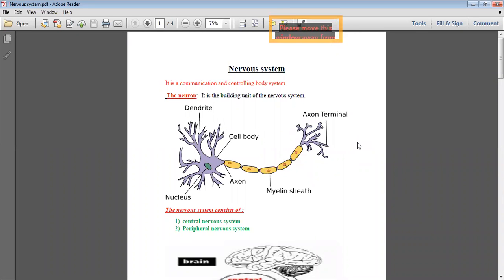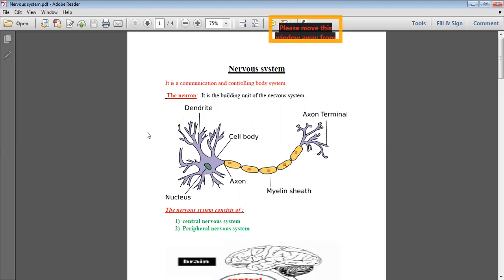Hello, primary 6. Now we are going to talk about the nervous system. And we said that the nervous system is the system that is responsible for communication and controlling all the body systems and all the things that happen inside my body. Now, the nervous system is made up of a very special type of cell that is called neuron.